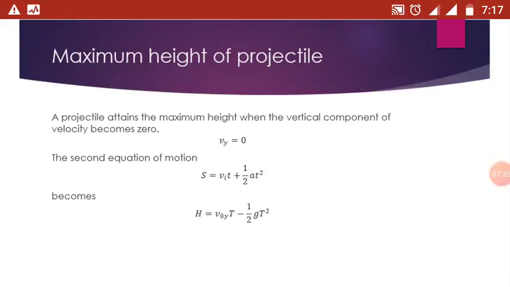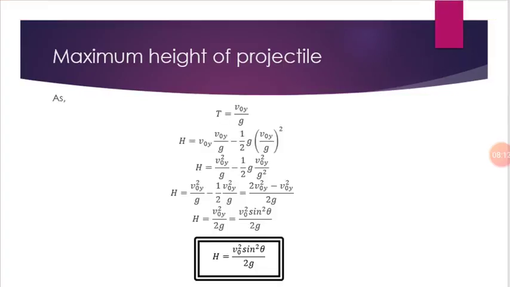A projectile reaches its maximum height when the vertical component of velocity of the projectile becomes equal to 0. We are using the second equation of motion in order to find out the maximum height of the projectile. The second equation of motion is s is equal to Vit plus half at square. s is replaced by h to represent the height. Vi is replaced by v0y because we are talking about the vertical direction. t is replaced by capital T, the time of flight. Acceleration is replaced by minus g. So the equation becomes h is equal to v0y t minus half g t square.